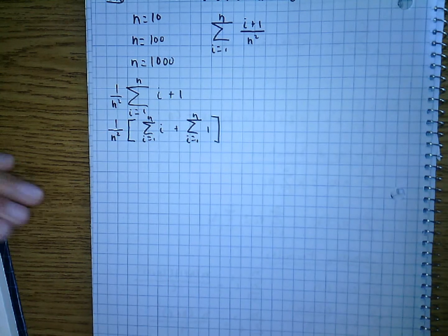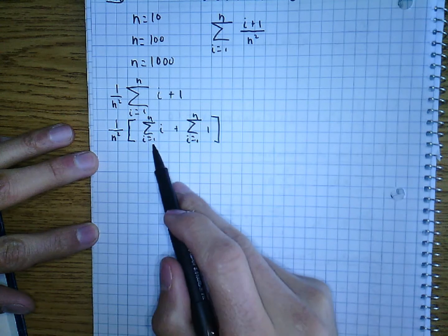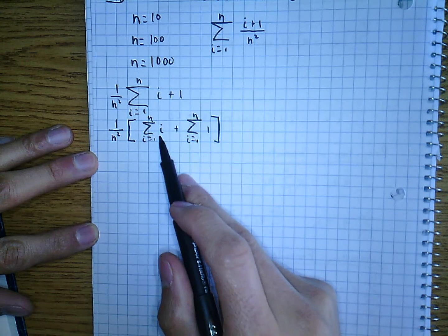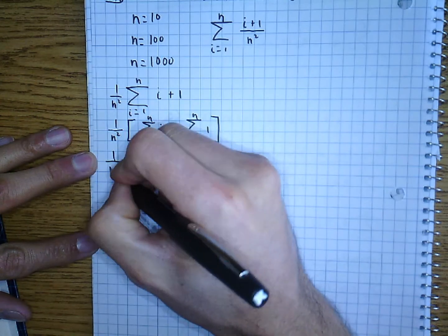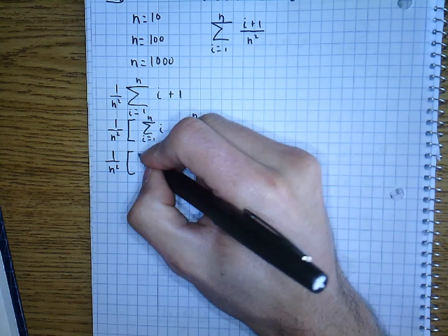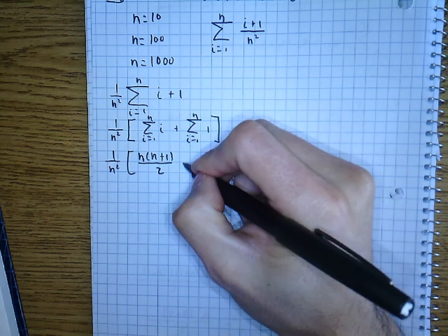Alright, so next, I'm going to see if I can use some summation formulas. Notice that this index starts at 1, goes to n, and it's i. So there is a summation formula for that, and I'm going to replace it with that formula. The summation formula for that would be n times n plus 1 divided by 2.